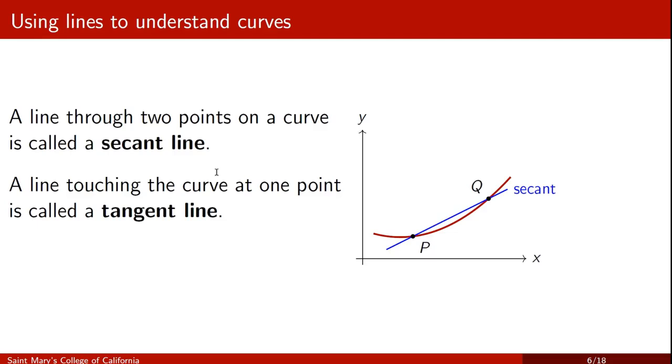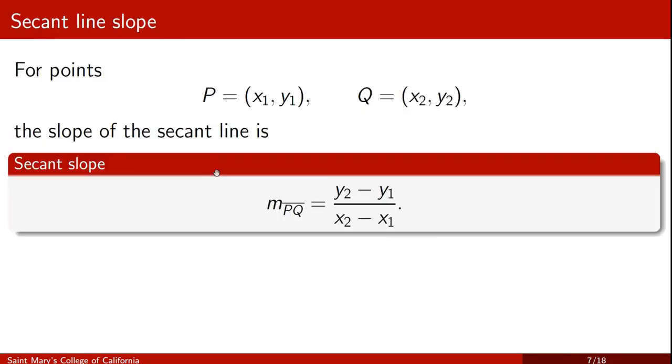Before we do that, let's define a couple of lines we're interested in. A line between 2 points on a curve, in this case the secant line there, goes between the points P and Q. That's called a secant line because it crosses twice. If you imagine a line that just touches the curve at exactly 1 point, that's called a tangent line. What we're going to look at is how we get from the secant line to the tangent line.